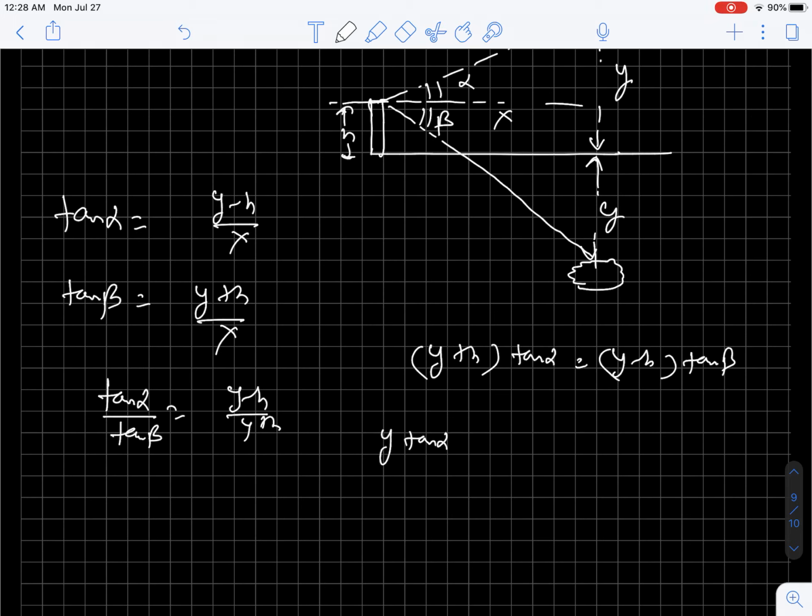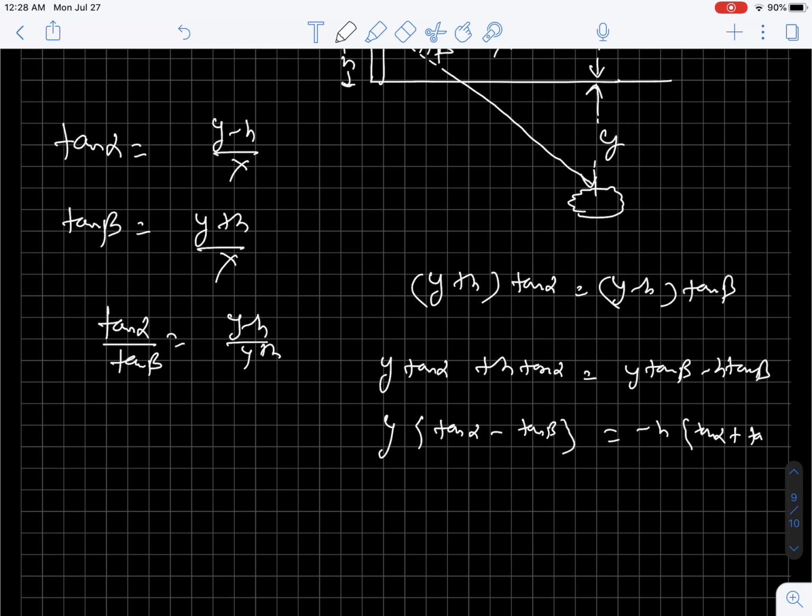Y tan alpha plus h tan alpha equals y tan beta minus h tan beta. Now you are interested in y only. Take y to this side: y tan alpha minus tan beta, and minus h tan alpha plus tan beta. What is the value of y? That is h tan alpha plus tan beta divided by tan beta minus tan alpha.